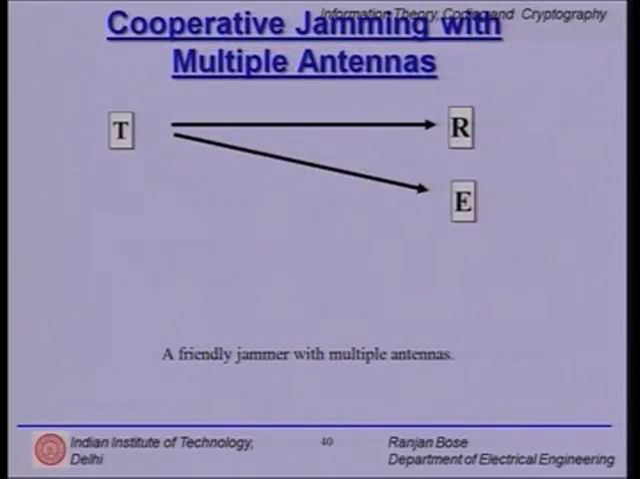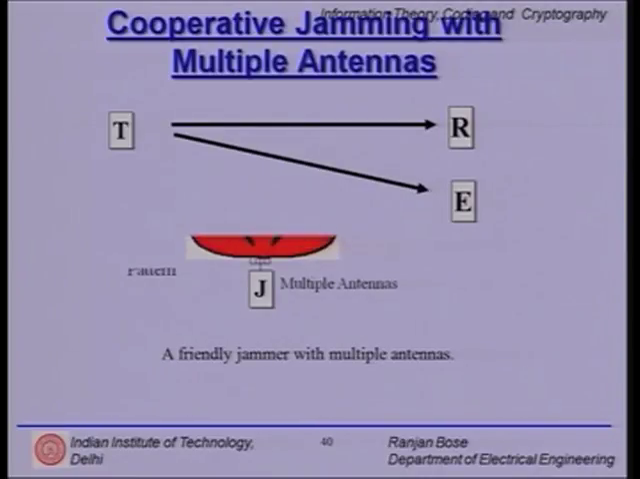Now, if we have the luxury of multiple antennas, we can do cooperative jamming using that. So, our scenario is similar. We have our transmitter, our legitimate receiver, and the omnipresent eavesdropper is always trying to listen in. Of course, we introduced our new player J, which is a friendly jammer, and it has multiple antennas. So, multiple antennas allow you to radiate power differentially in certain directions. It can form a beam pattern, and it can direct the beam in certain directions.